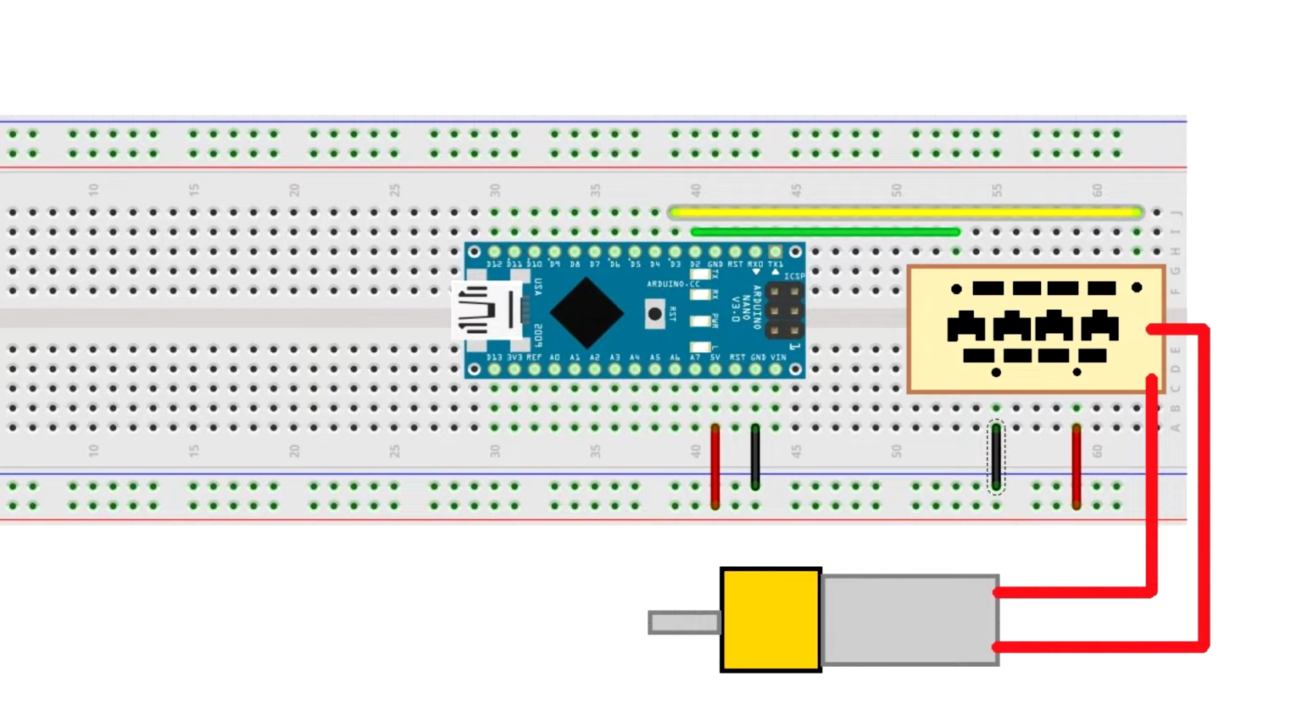As for the wiring, we need to connect 5 volts of the Arduino to the VCC of the MOSFET PCB, ground to ground, D2 to gate 1 and D3 to gate 2.